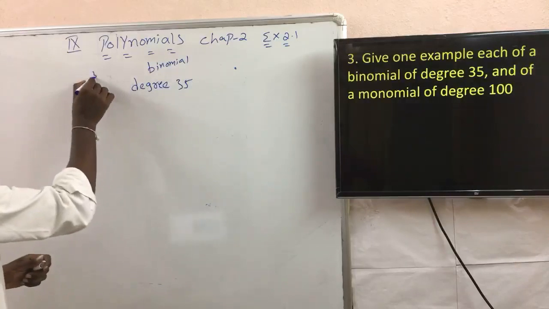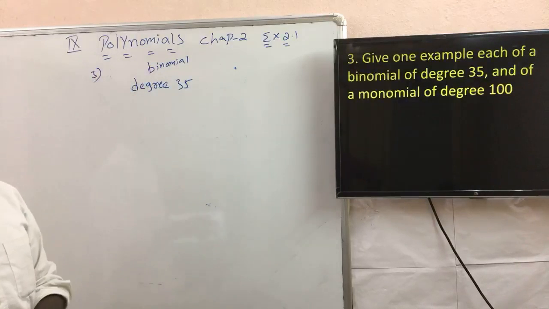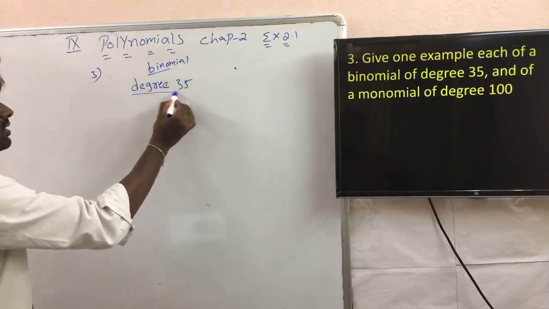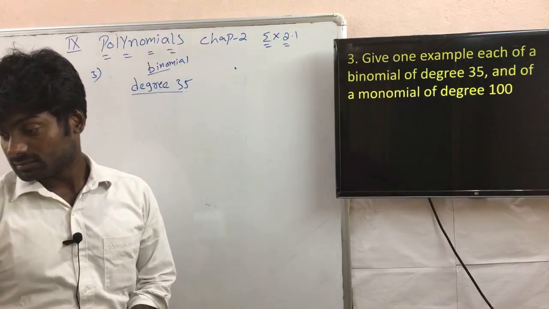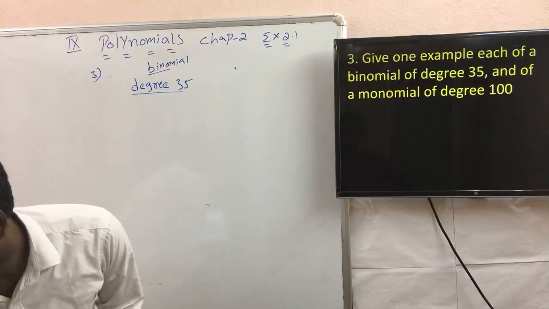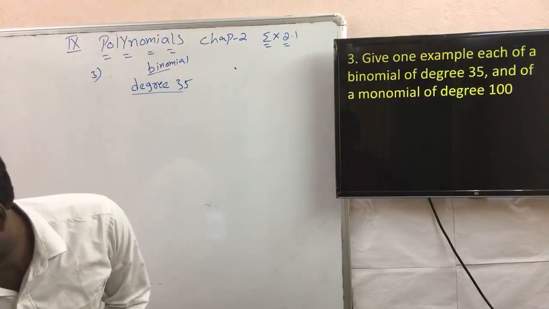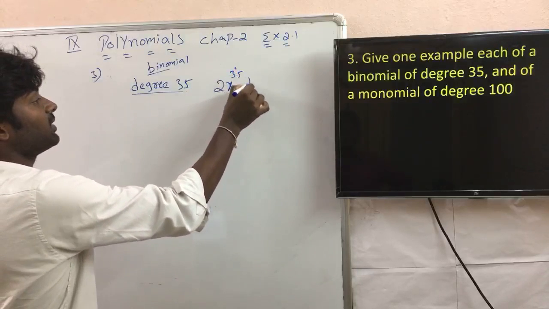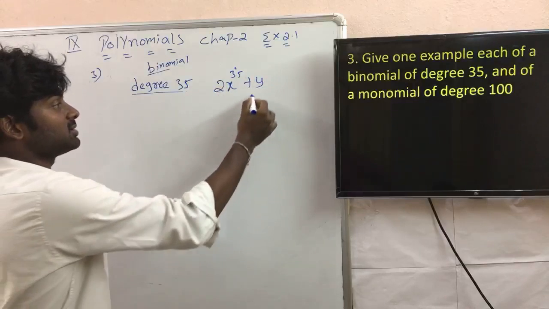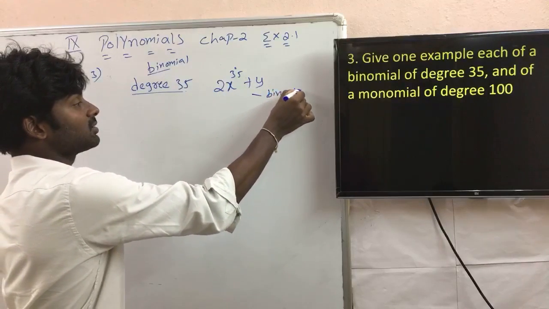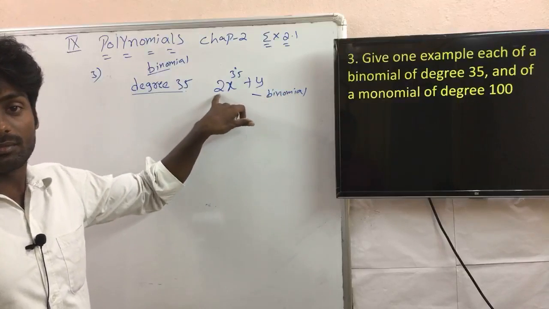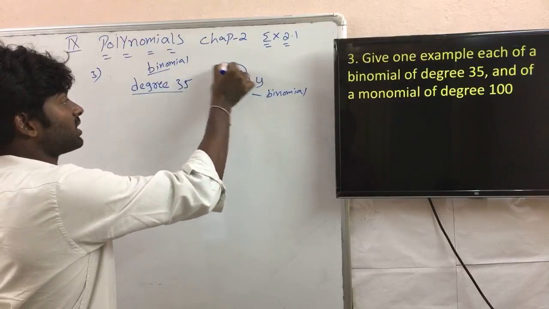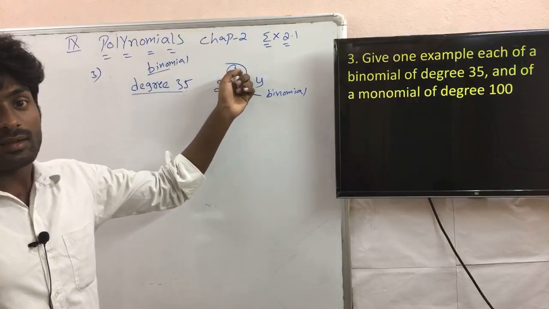Exercise 2.1 third sum is asking that give an example for binomial which having degree 35. As with it, 2x power 35 plus y. Yes, this is binomial because it has two terms, and moreover the highest power is 35, so it is having degree 35.